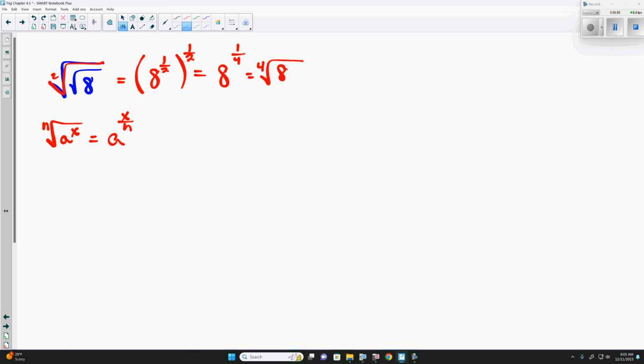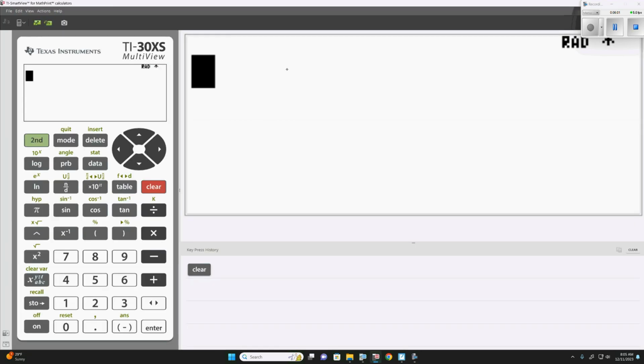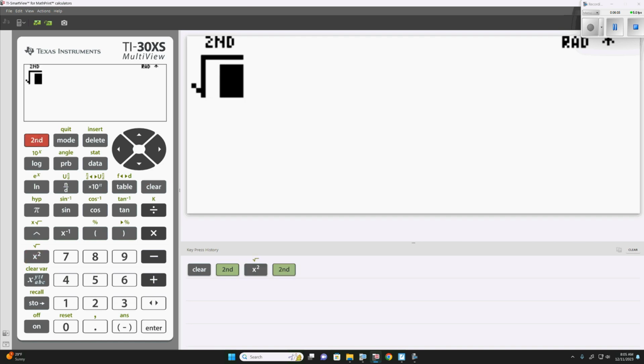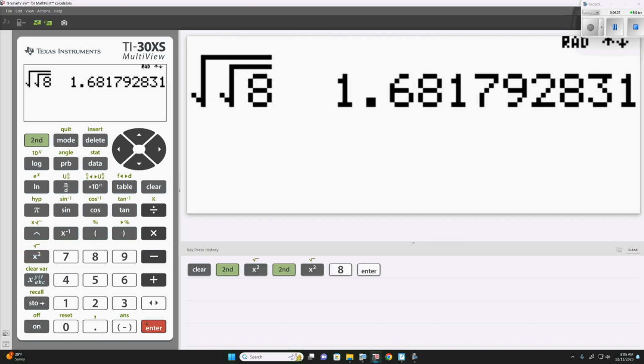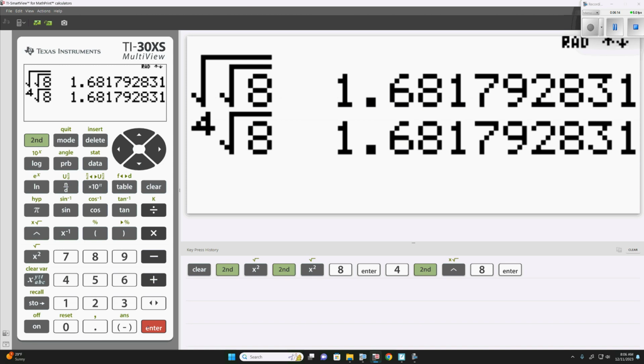And if you ever have to do these here and have questions on making sure or trying to figure out if you got the correct one, the calculator will help us there. Because we could say the square root of the square root of 8 is this decimal here. We can also plug in the 4th root of 8. Let's see, we get the exact same thing.